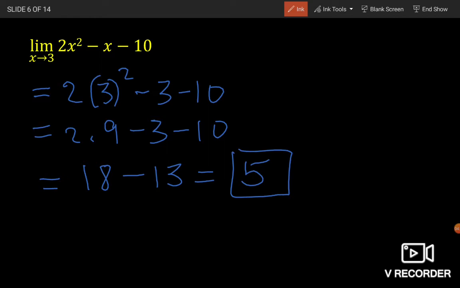So as you can see here, this trinomial is defined at x is equal to 3. So it's not a problem, you can easily substitute it. So the answer here will therefore be 5.